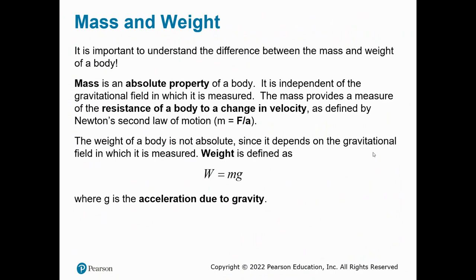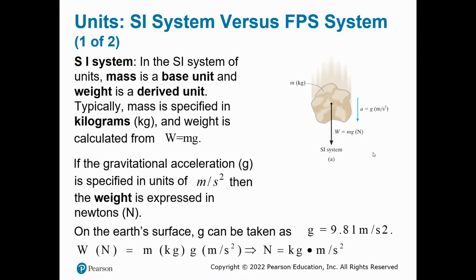Weight depends on where you are measuring it, and g is the acceleration due to gravity. In the SI system, mass is a base unit and weight is a derived unit. Typically, mass is in kilograms, and weight is calculated using the equation W equals mg. If the gravitational acceleration is specified in meters per second squared, then the weight is expressed in Newtons. So, in other words, Newton equals kilogram times meters per second squared. Here, the value of g is 9.81 meters per second squared.